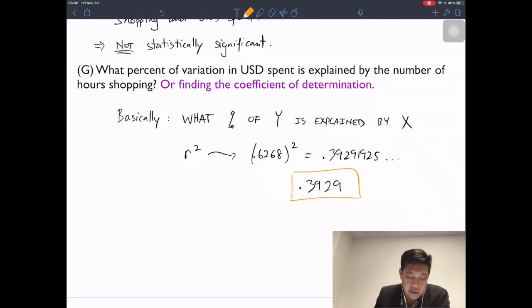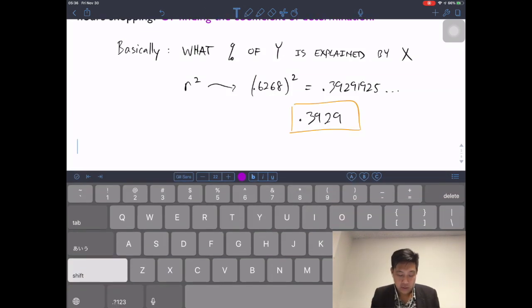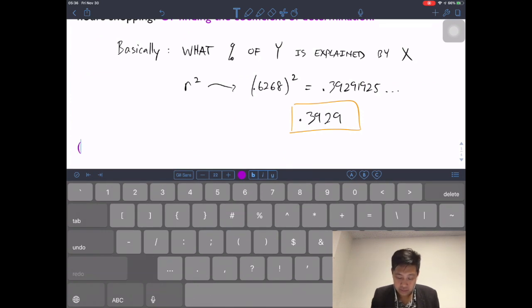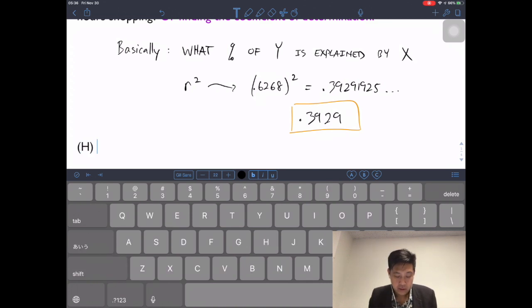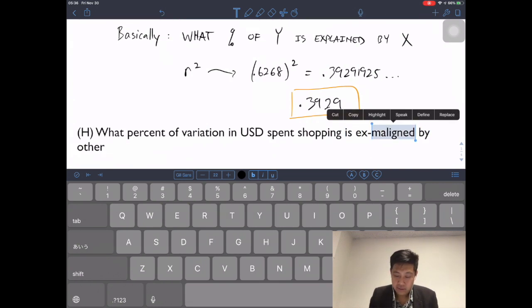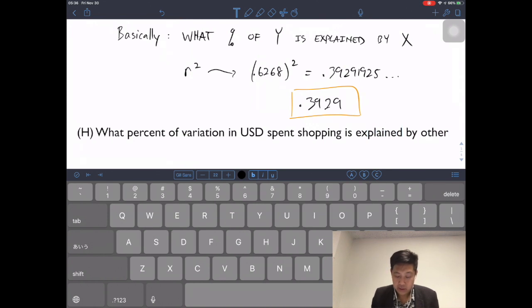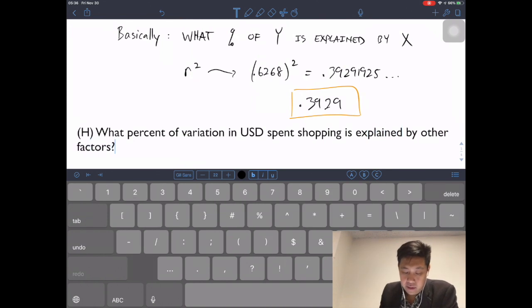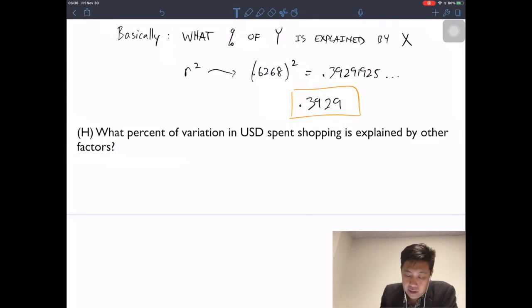And that actually segues into our last component right here, which is part H, right? So here you can be asked, what percent of variation in USD spent shopping is explained by other factors? Explained by other factors. So in other words, as I was alluding to earlier, right? It's kind of like saying this.